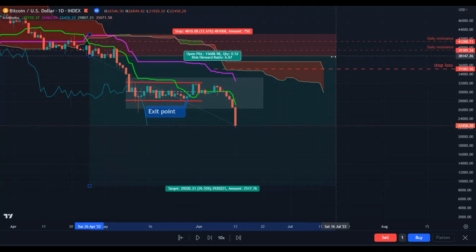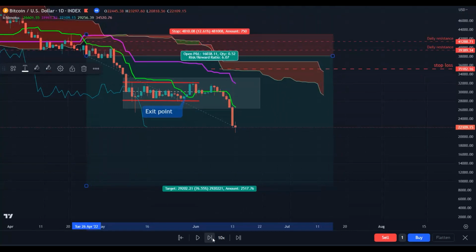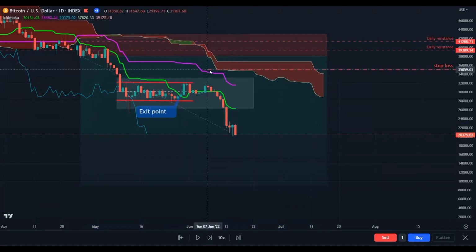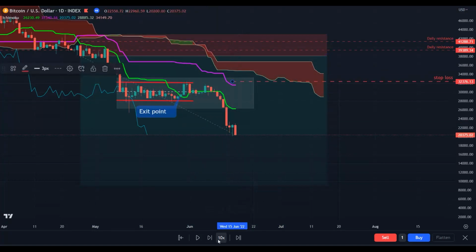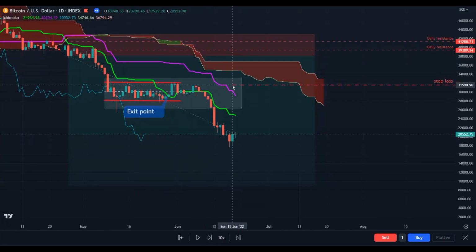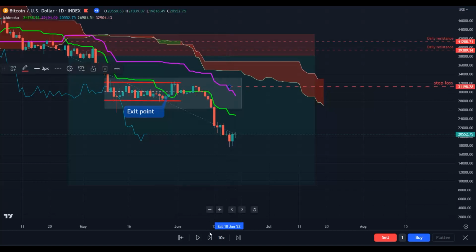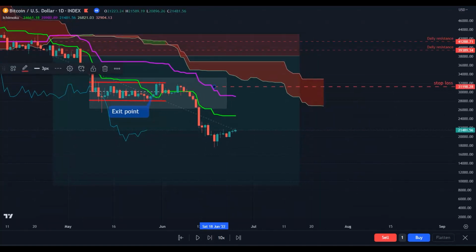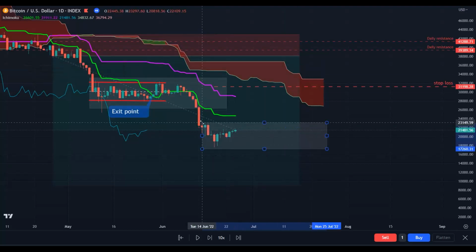We are still in this trade. Here, price is moving to the downside, and I see another flat Kijun-sen, so I'm going to move my stop loss here, and price is moving down. I'm going to move my stop loss and put it above the flat Kijun-sen. Here, I think there is some kind of sideways market.